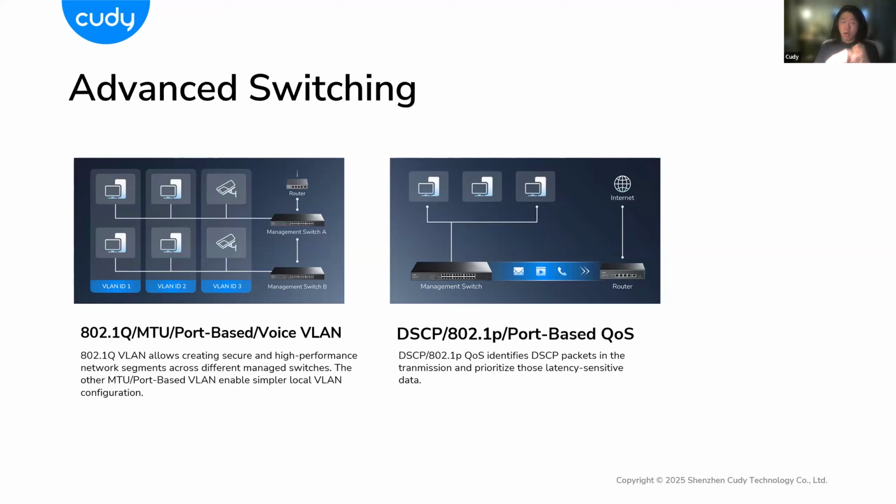So even if there are multiple switches, they can work together. So you can create a department network even if they are not connected to the same switch. That's the 802.1Q VLAN, quite useful in business scenarios. And about QoS, you can imagine it can identify the priority of different packets and automatically prioritize voice, streaming, and video conferencing packets.